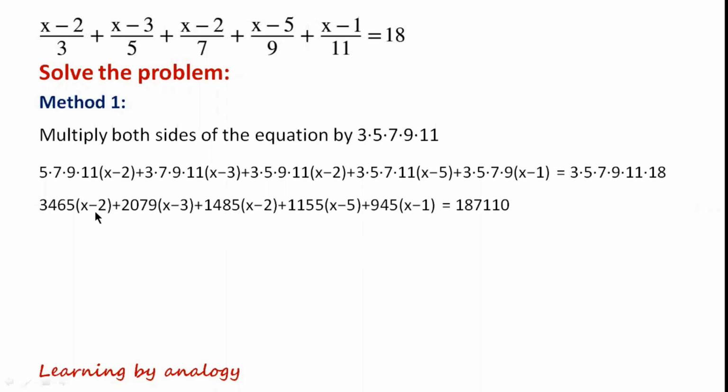Simplifying, we have 3,465 times (x - 2) plus 2,079 times (x - 3) plus 1,485 times (x - 2) plus 1,155 times (x - 5) plus 945 times (x - 1), which is equal to 187,110.